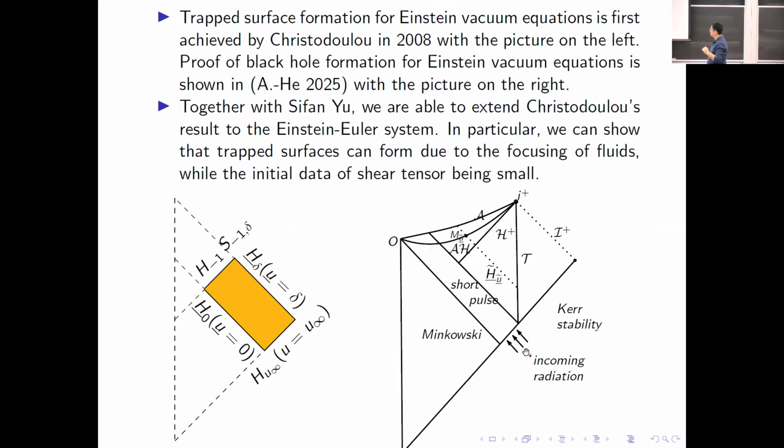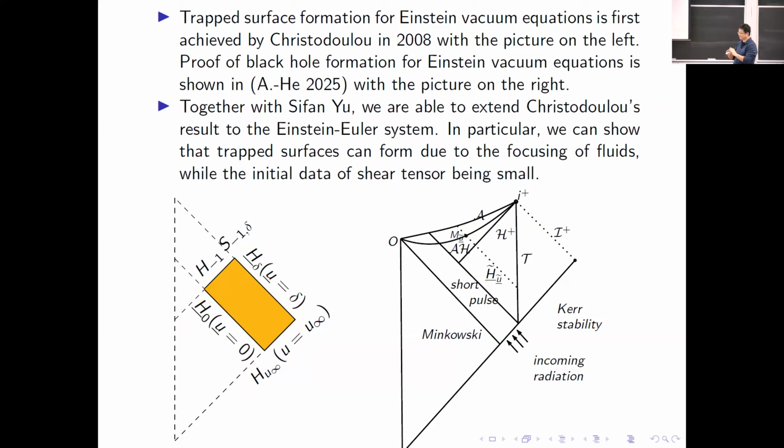Together with Sifan Yu, we are able to extend Christodoulou's first result to the Einstein-Euler system. In particular, we can show that the trapped surface can form in this similar setting due to the focusing of fluids, while the initial data for the shear tensor is small. This is a little bit different from the Einstein vacuum perspective, where the shear tensor is quite large. You could consider the fluid to be a perturbative thing, right? So the shear tensor still dominates and you can get a trapped surface formation.